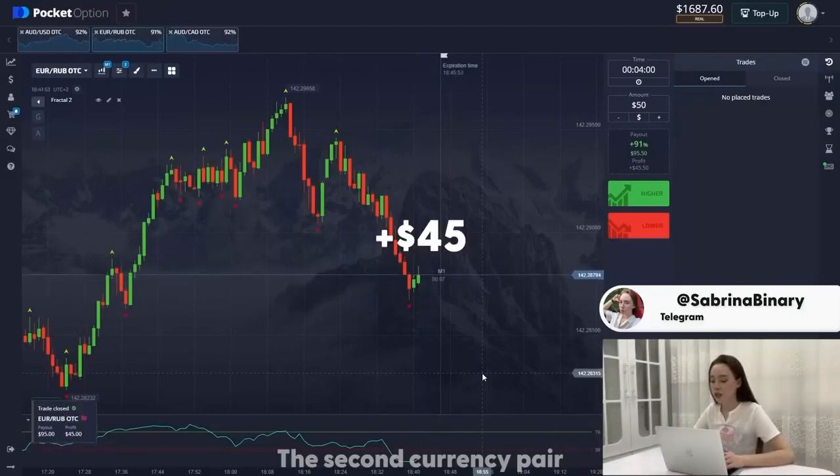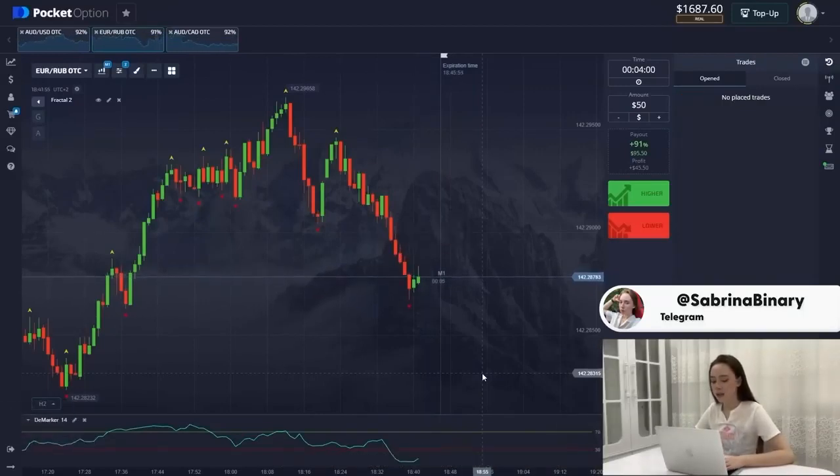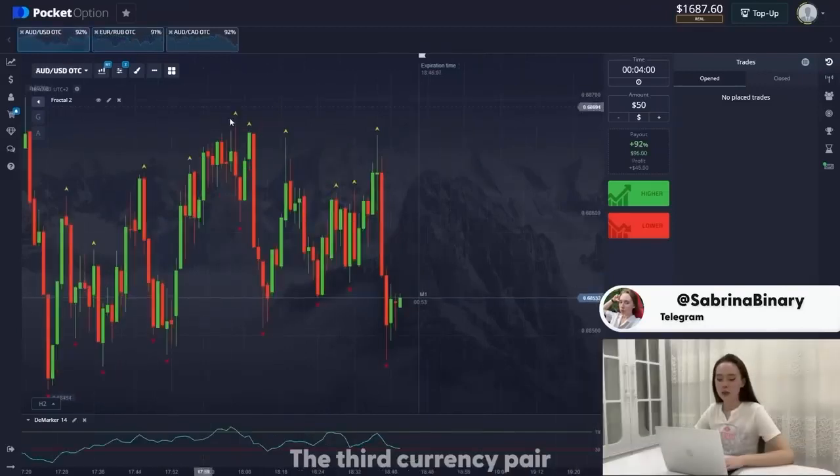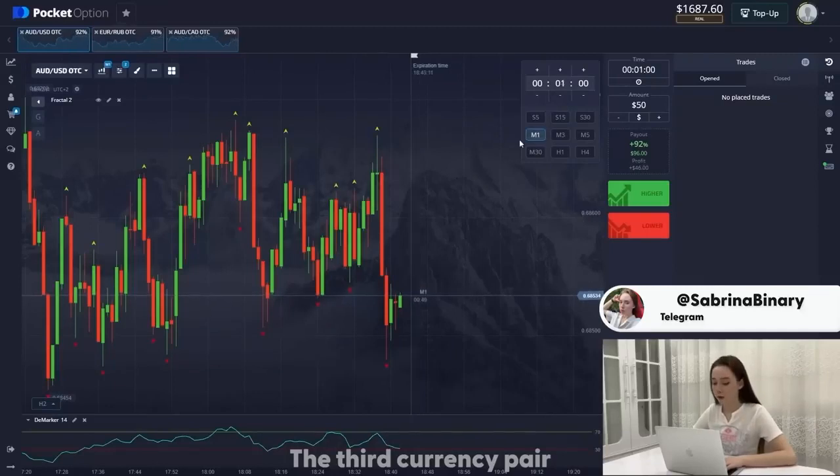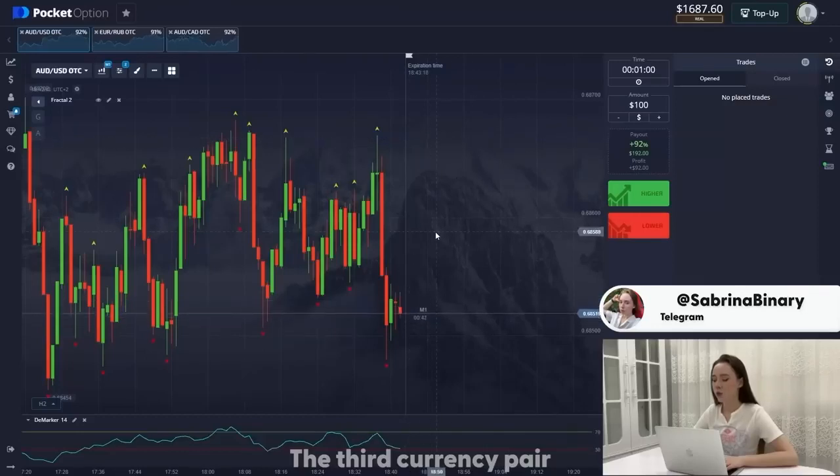And the second trade is over, and it's closed in plus, and we're moving on to the next currency pair. Approaching the last currency pair for today, it is again perfect for us. Again, reduce the time frame to 1 minute, and the final trade will be for $100.